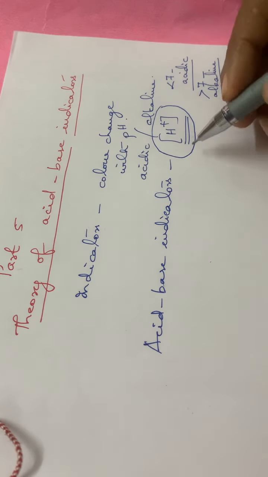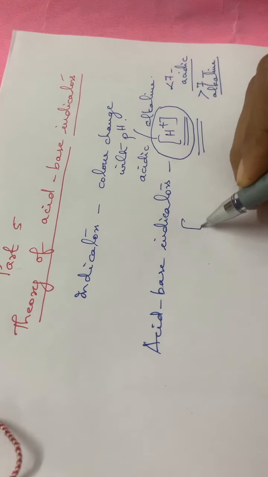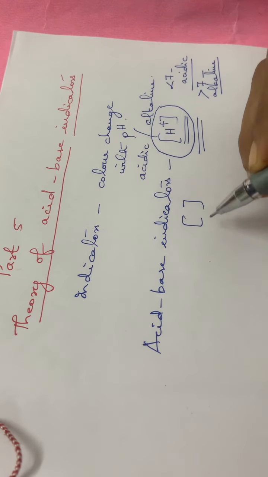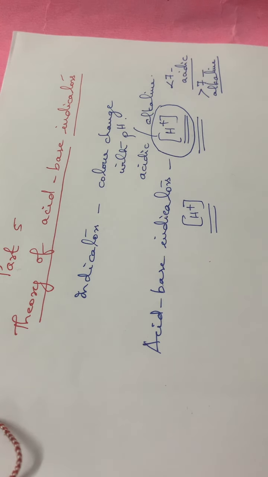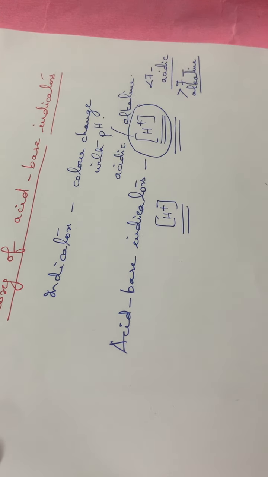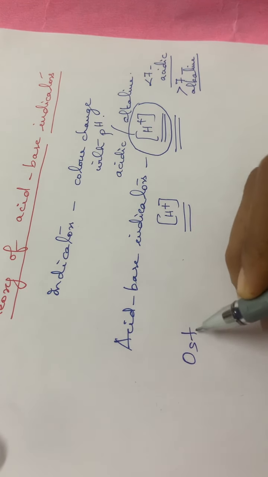Normally these acid-base indicators will be showing a color change with respect to the hydrogen ion concentration. Normally concentrations are represented in terms of square brackets. That is why I am putting it as H plus ion concentration. And the theory of acid-base indicators was put forward by Ostwald.